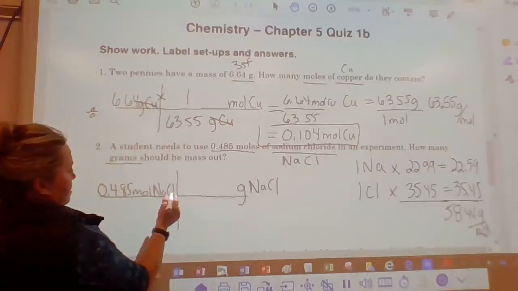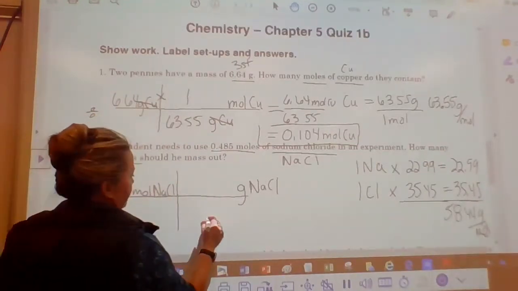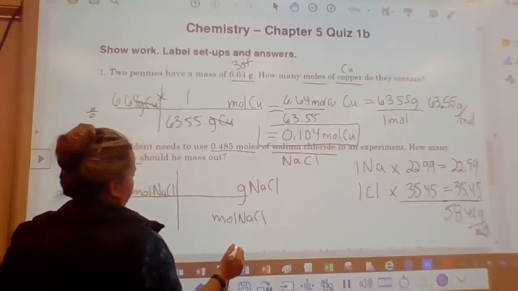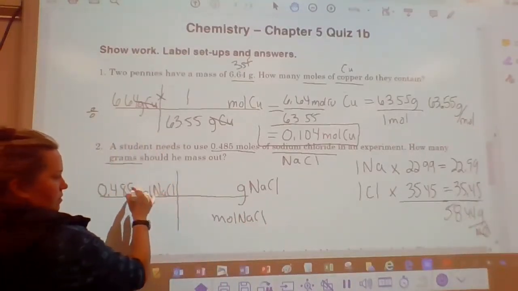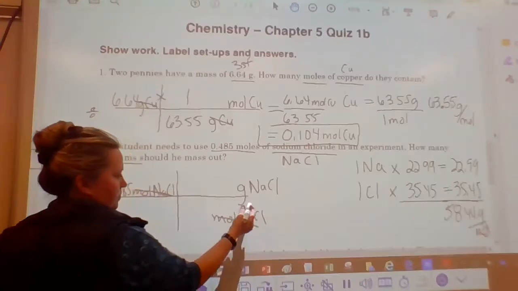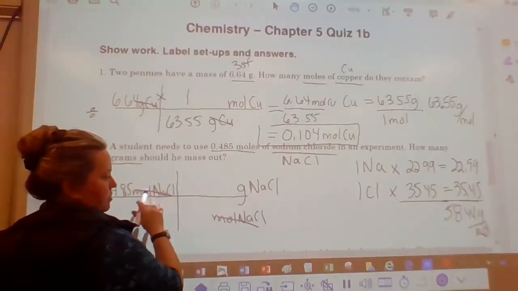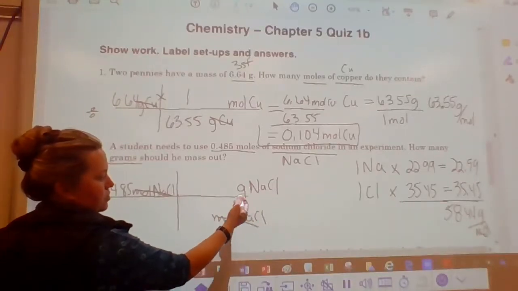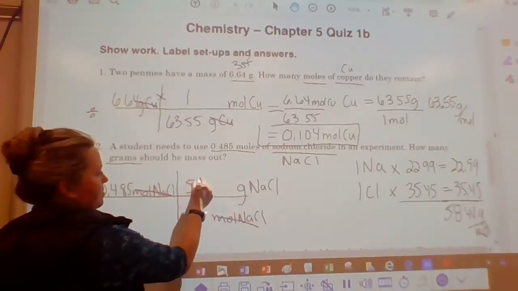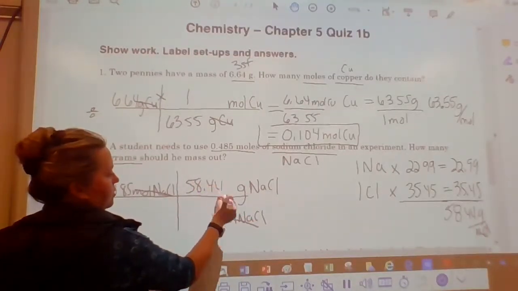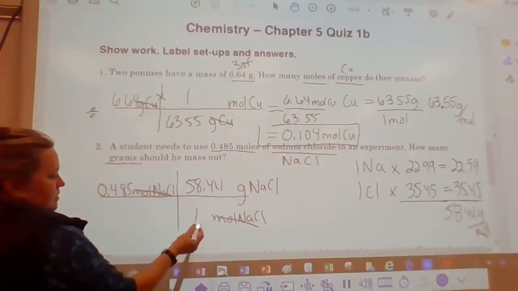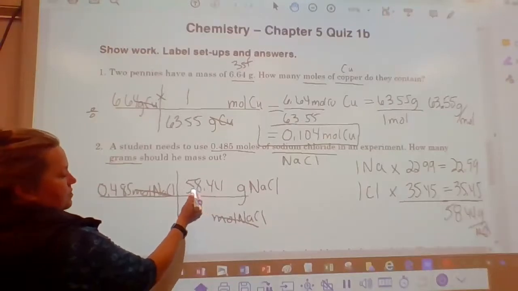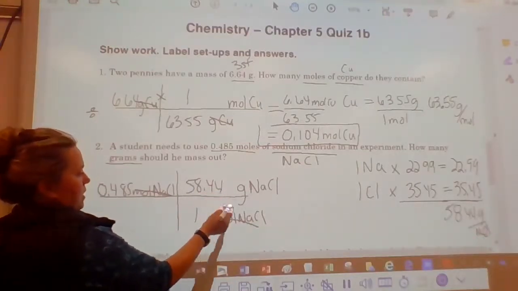I want moles of NaCl to cancel, so I'm going to bring that unit down. Moles of NaCl. I am going to get them to cancel. I'm going to be left with just grams. So I set my chart up right. I just need to put in the numbers that correspond to the unit. So the grams is the 58.44, and for moles, it's just 1. There's 1 in 1 mole of NaCl, there's 58.44 grams.